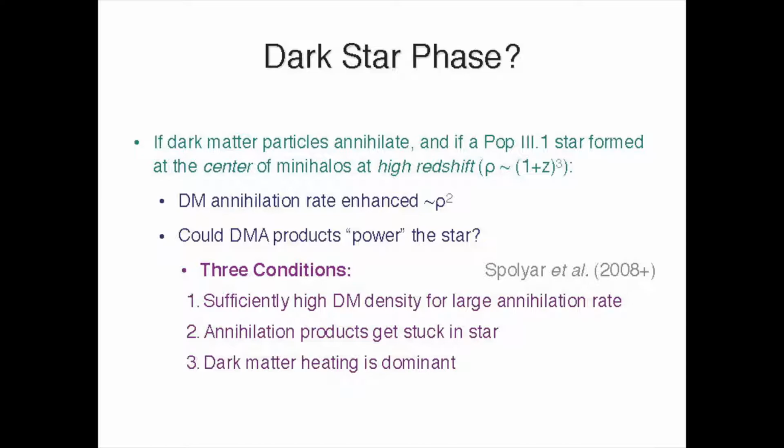The first is that there has to be a sufficiently high dark matter density for a large annihilation rate. The second is that those annihilation products definitely have to get stuck in the star enough. And the third is that, in order to be considered a dark star, the dark matter heating has to be the dominant source. So I'm going to go through these one by one.